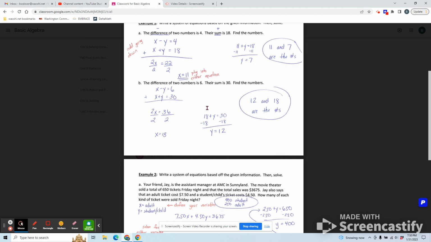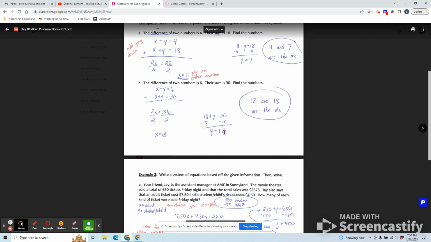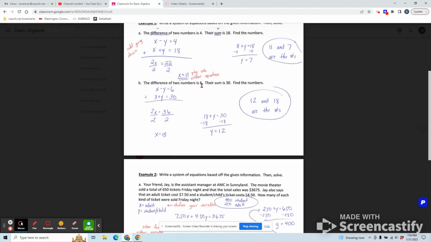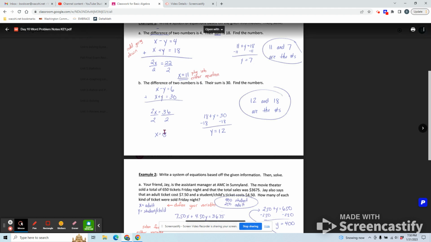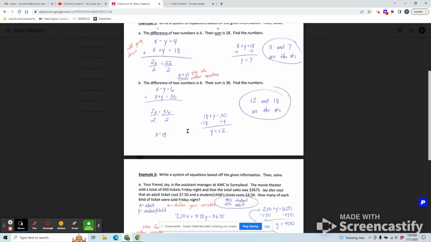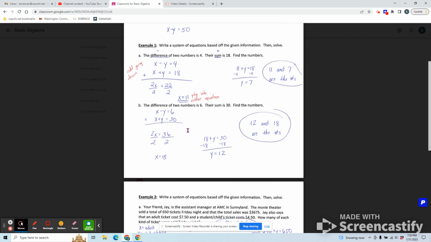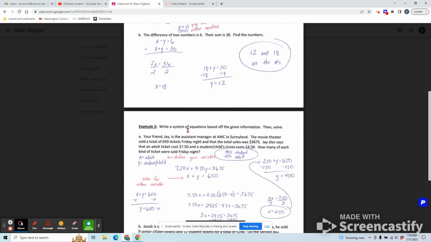And then I just take a minute, actually not even a minute, 30 seconds to double check. Difference of two numbers is 6. 18 minus 12 is 6. Their sum is 30. 18 plus 12 is 30. So it took about 30 seconds. You can just plug it straight in your calculator. It works. So that was example 1.